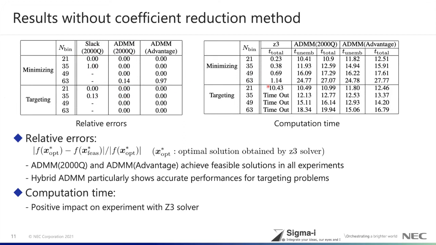So the right table shows the size dependence of the computation time. For the minimizing problem, the Z3 solver is faster than our approach. In contrast, our method outperforms the Z3 solver for the targeting problem.